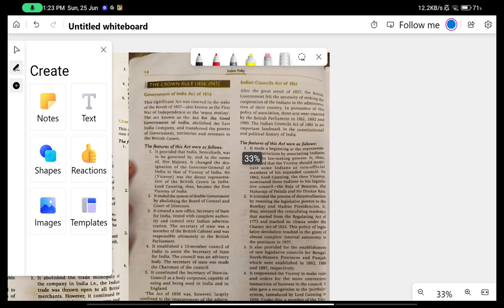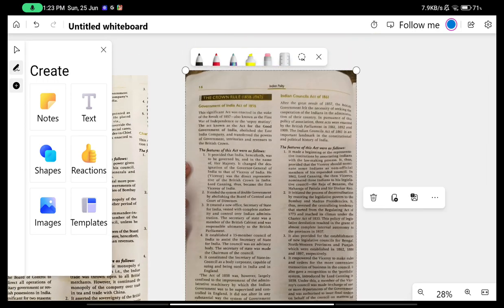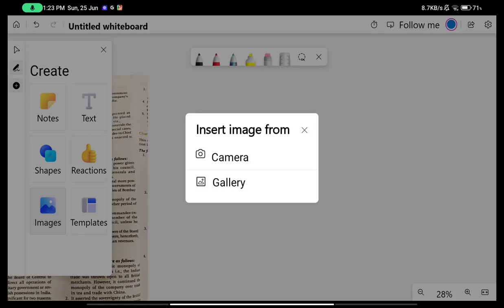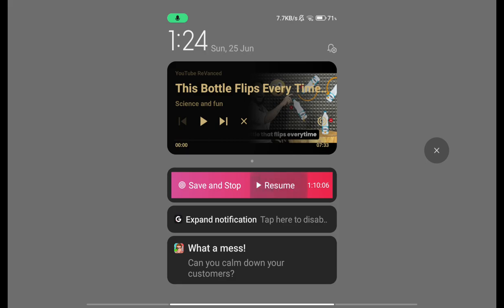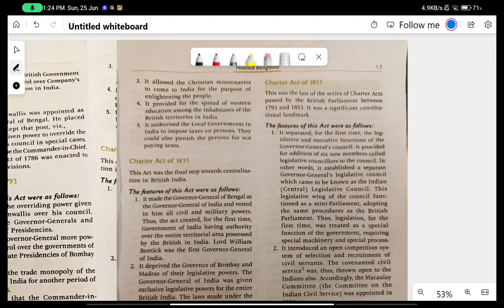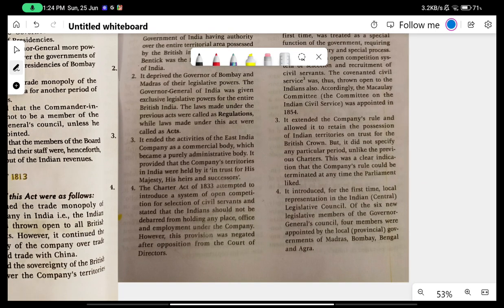Wait, this is the crown rule. From here on starts the crown rule. So we need to go a little bit further. Images. Let me just stop it. Okay, so now I'll just stop at these pages so you can stop the video and read the actual text from the book.